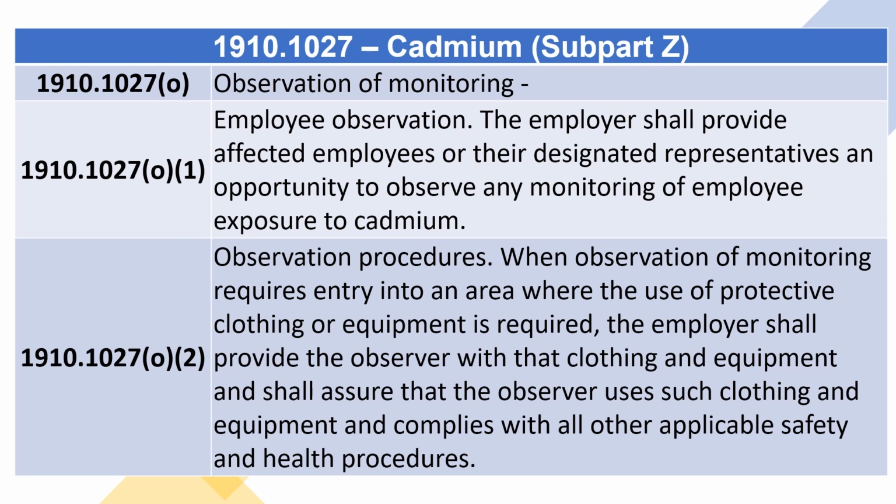1910.1027 O.2. Observation procedures. When observation of monitoring requires entry into an area where the use of protective clothing or equipment is required, the employer shall provide the observer with that clothing and equipment and shall assure that the observer uses such clothing and equipment and complies with all other applicable safety and health procedures.